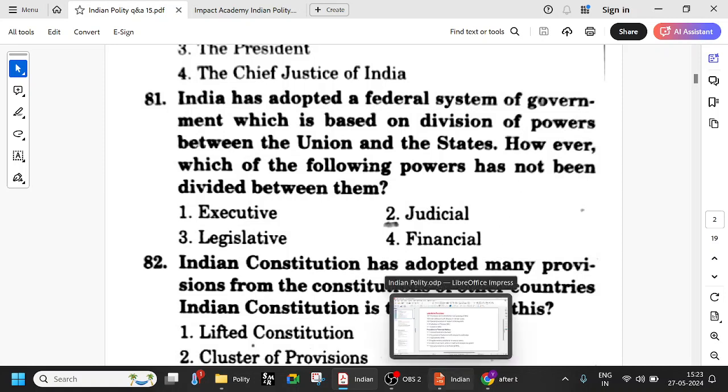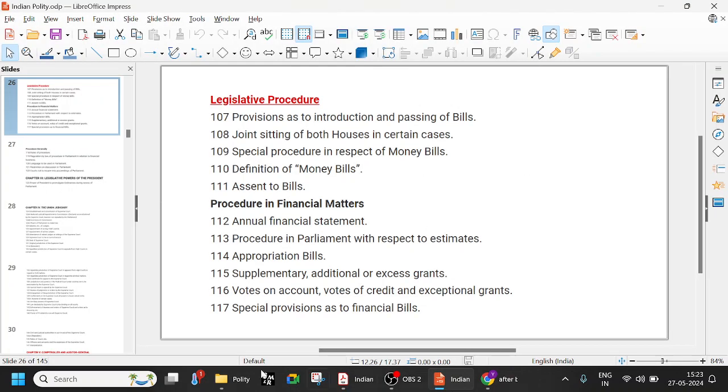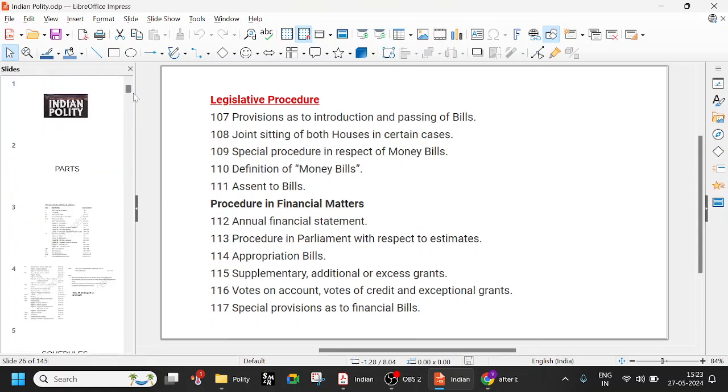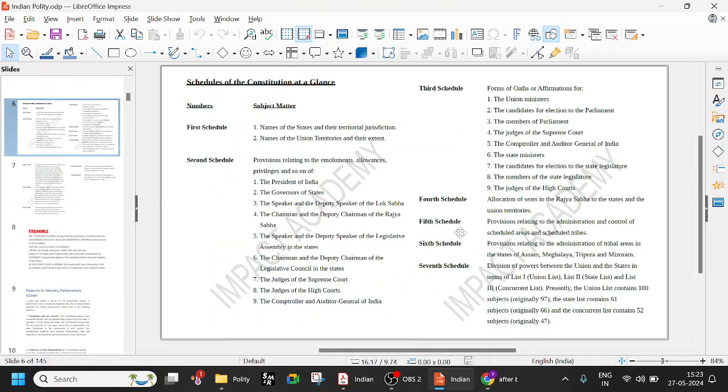Schedule 4 deals with, no, not Schedule 4, Schedule 7. Schedule 4 is allocation of seats to Rajya Sabha and Union Territories. Schedule 7 is division of powers, very important. Schedule 7 is division of powers between Union and States. List 1, list 2, list 3.